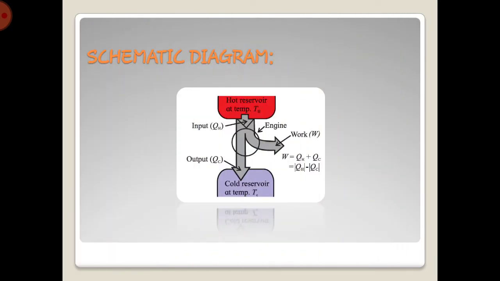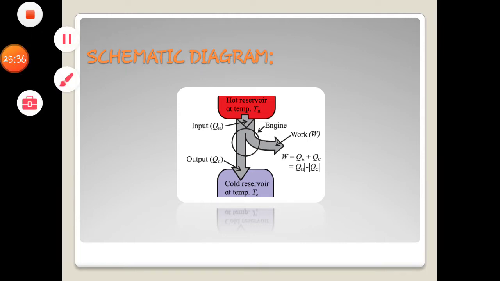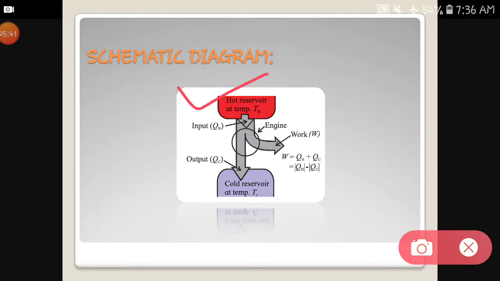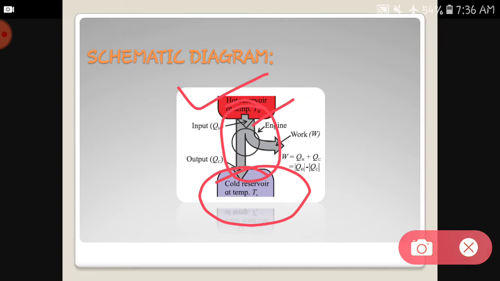So here is the schematic diagram which gives you the idea about it. The upper part represents the hot reservoir, and the lower part represents the cold reservoir. That's why it is given in red color and this is in violet color. Now suppose this is an engine.